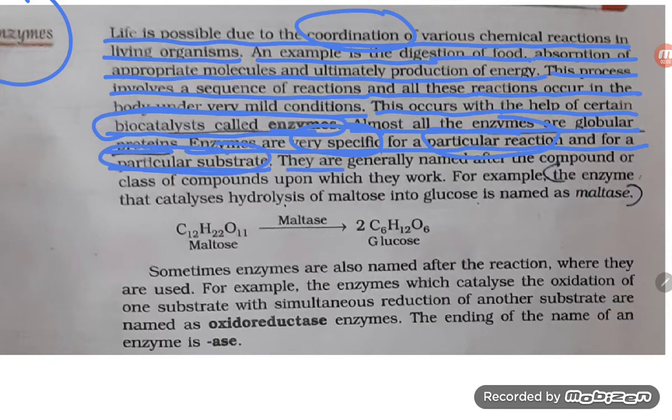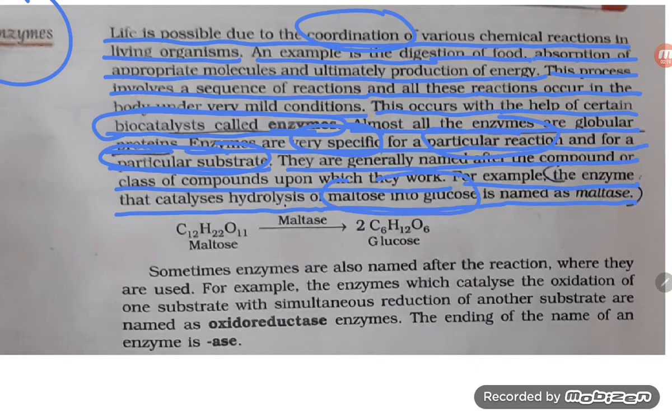They are generally named after the compound or class of compounds upon which they work. For example, the enzyme that catalyzes hydrolysis of maltose into glucose is named maltase. Whenever maltose is converting into glucose, the enzyme used is maltase.